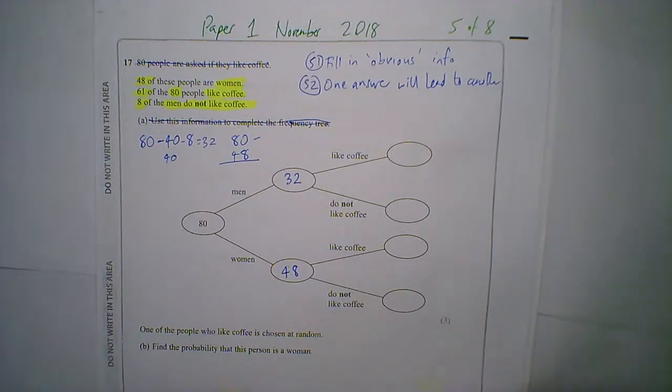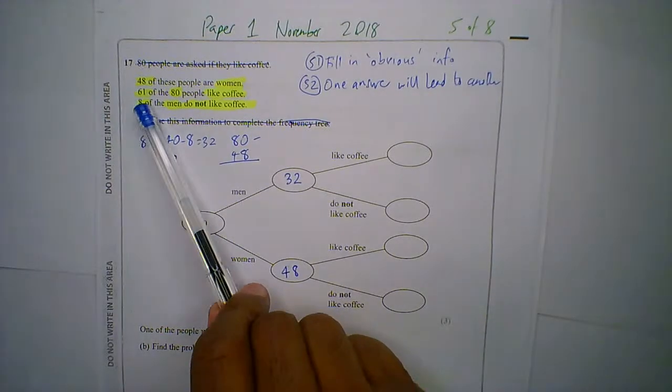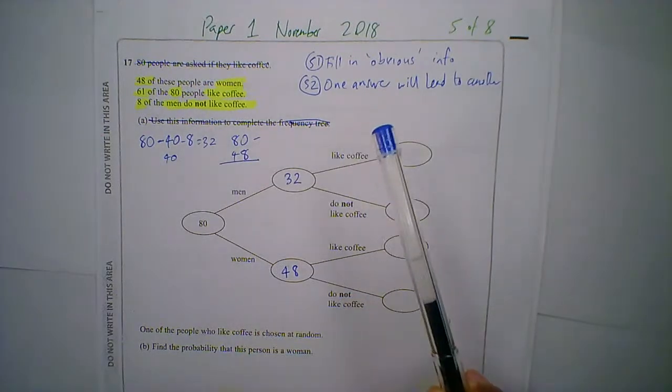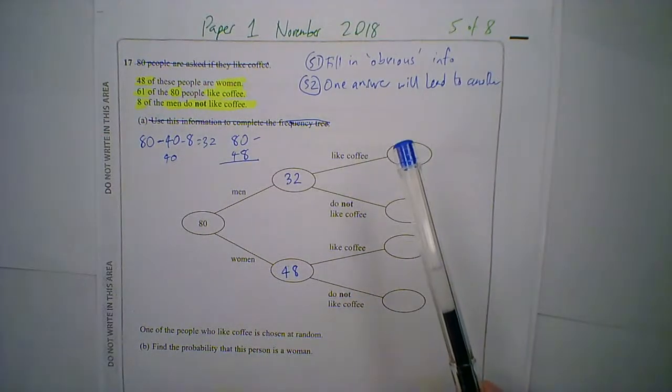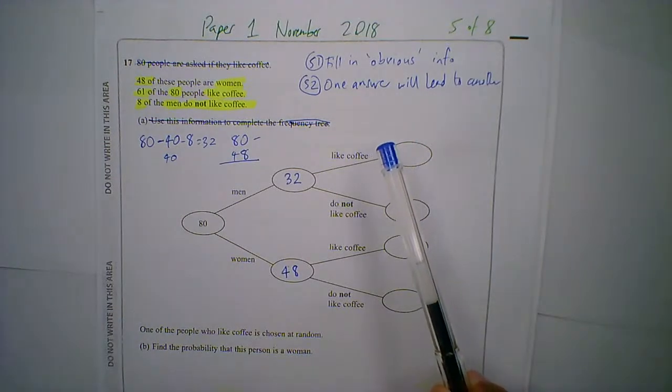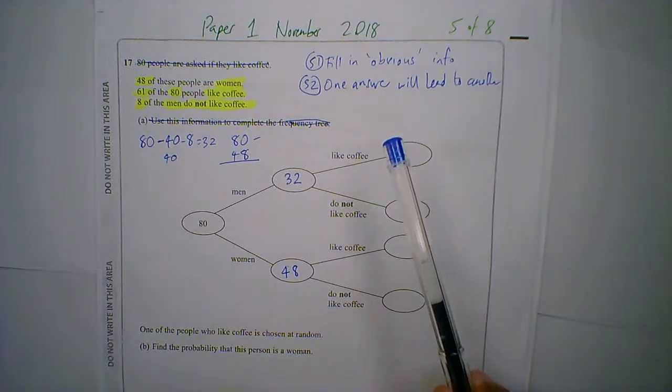Now, the next step, 61 of the 80 people like coffee. So we've got 61 of the 80 people like coffee.